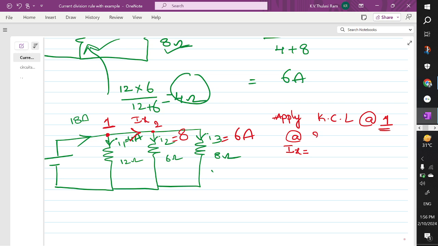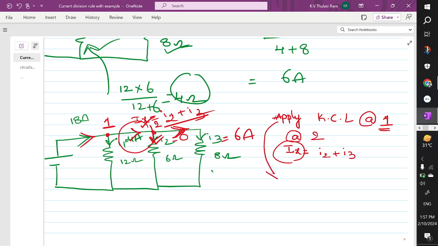Now let's apply it at node 2. At node 2, what are the entering currents and what are the leaving currents? I don't know this current, that's why I'm writing it as Ix. The leaving currents: this is one leaving current and this is another, so I2 plus I3. Therefore, Ix is equal to I2 plus I3, since entering currents equal leaving currents. But I want to apply it at node 1.